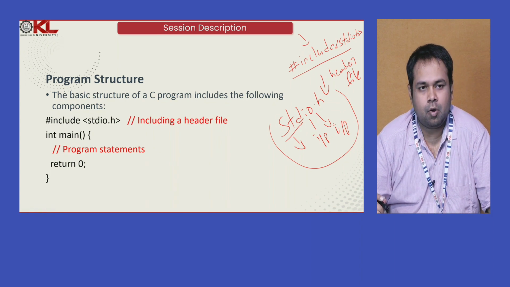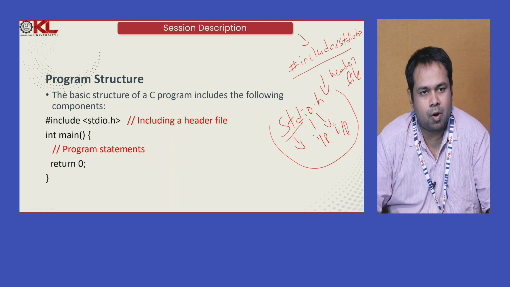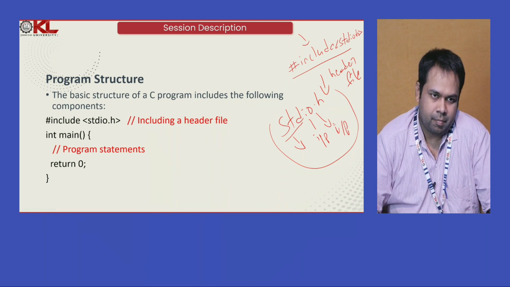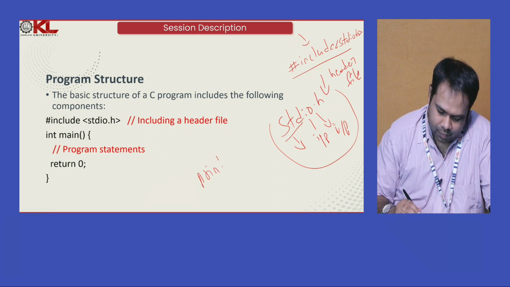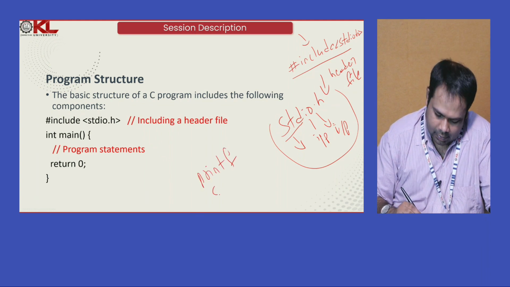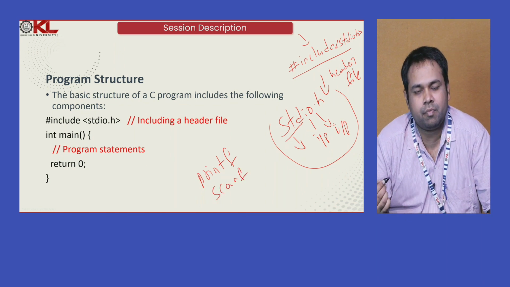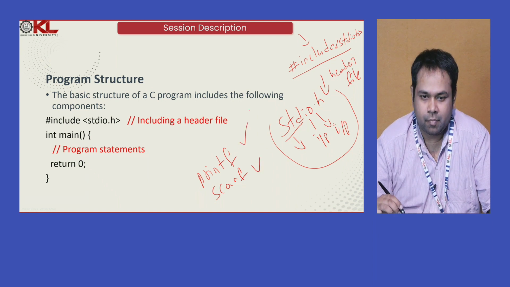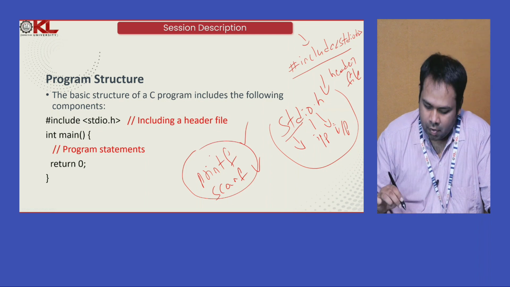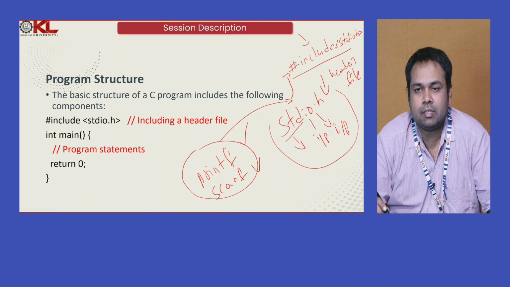In further sessions we are going to discuss some functions called printf and scanf. printf is for printing purpose and scanf is for reading purpose. If we want to read some values from the keyboard, we use scanf. This is the input function and this is the output function. If we want to use these two functions, we need to include the header file. The header file name is #include stdio.h.